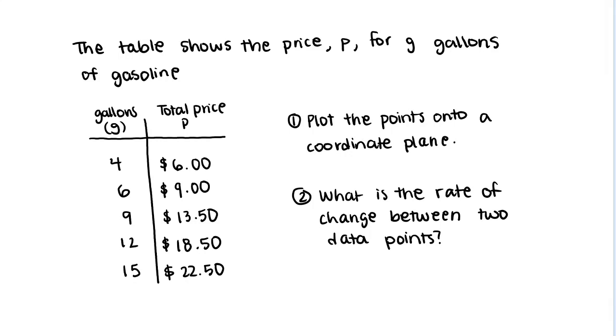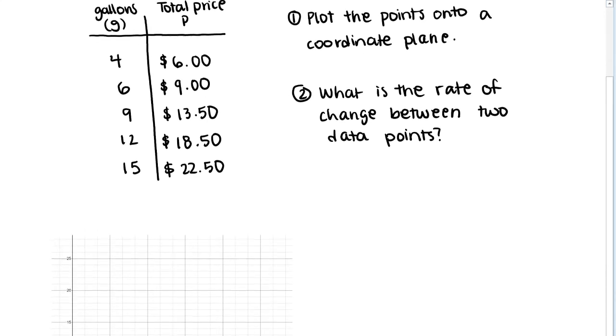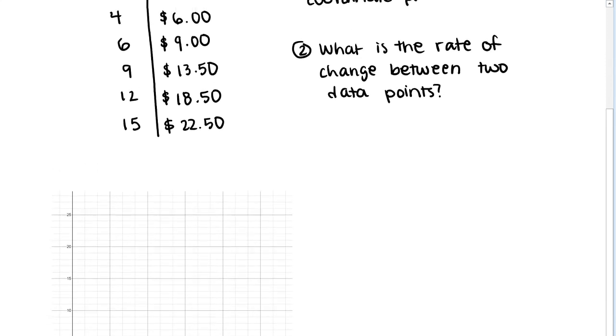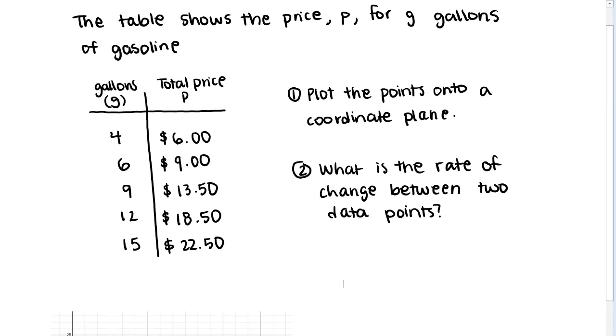So in this next example, we're given a table that shows the price, labeled with the variable P, for G gallons of gasoline. And we're asked to plot the points on a coordinate plane. So I've got a coordinate plane shown below. And then the next thing we're asked to do is find the rate of change between 2 data points. Doesn't matter which 2.